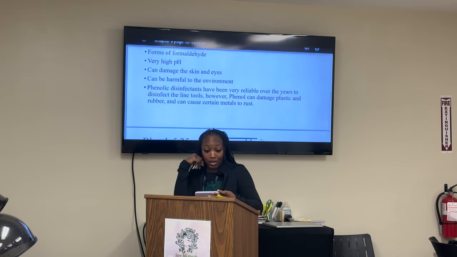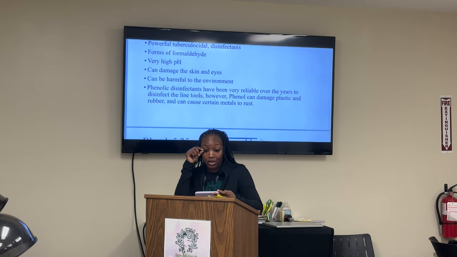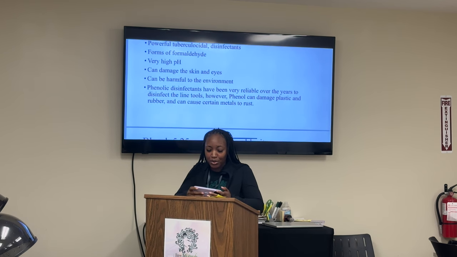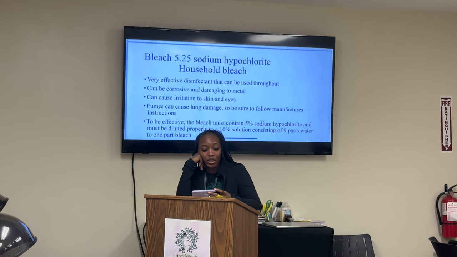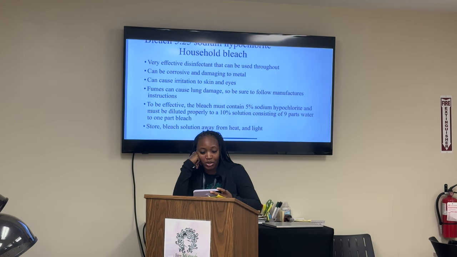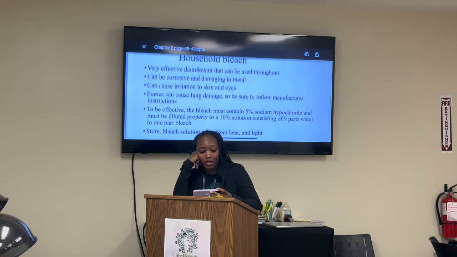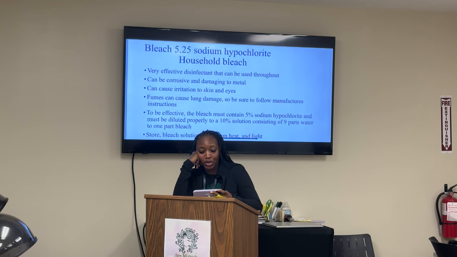Phenolic disinfectants have been very reliable over the years to disinfect the line, the tubes. However, phenol can damage plastic and rubber and can cause certain metals to rust. And bleach is also a disinfectant. It has to be 5.25% sodium hypochlorite, which is considered household bleach. It is a very effective disinfectant that can be used throughout your salon.